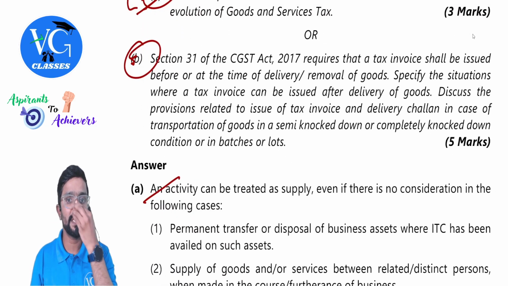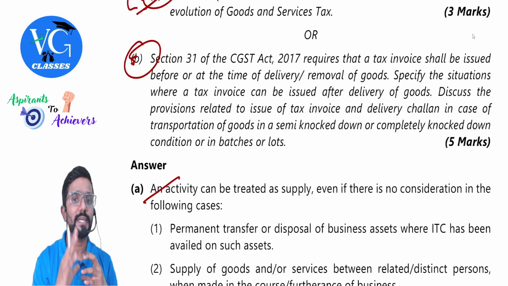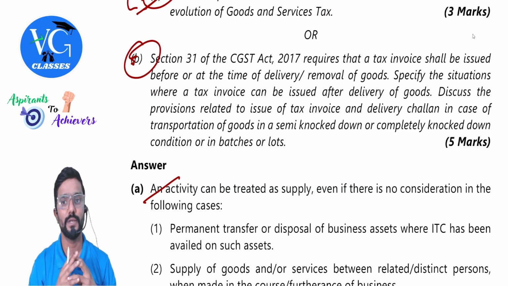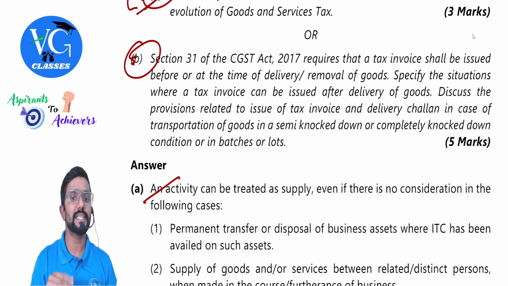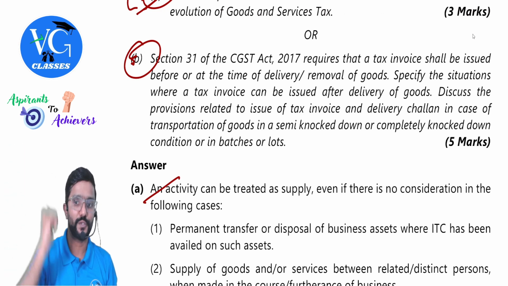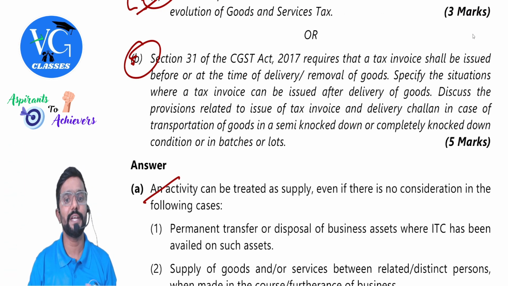Section 31 of the CGST Act 2017 requires that a tax invoice shall be issued before or at the time of delivery or removal of goods. Specify the situation where a tax invoice can be issued after the delivery of goods. Discuss the provisions related to issue of tax invoice and delivery challan in case of transportation of goods in a semi-knocked down or completely knocked down condition or in batches or lots.